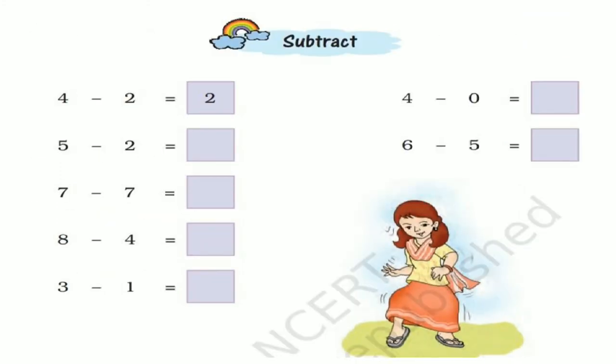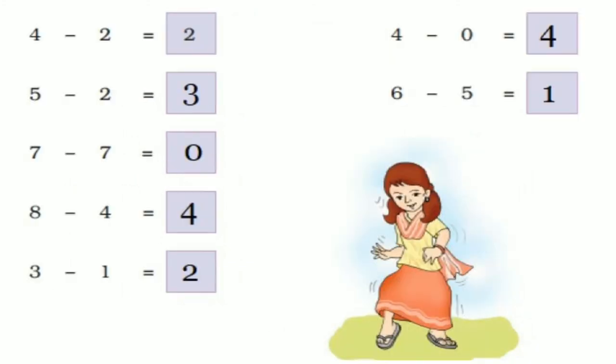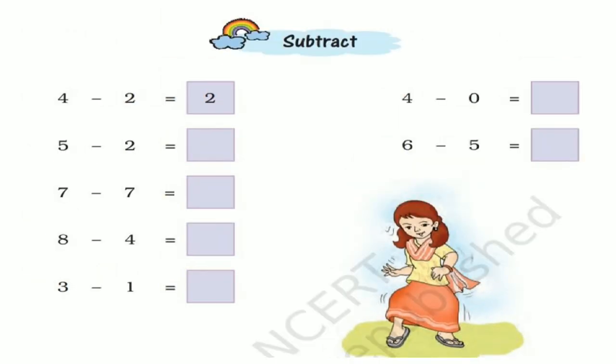Next, 3 minus 1. Let us count from 1 to 3. So we have counted 2 numbers. 3 minus 1 is equal to 2. Next, 4 minus 0. If we take nothing from 4, what happens? The 4 remains the same. 4 minus 0 is equal to 4.